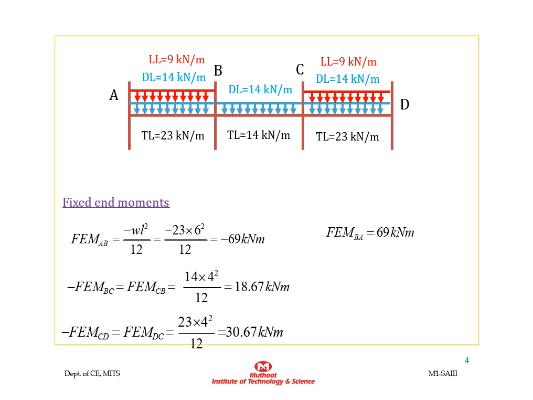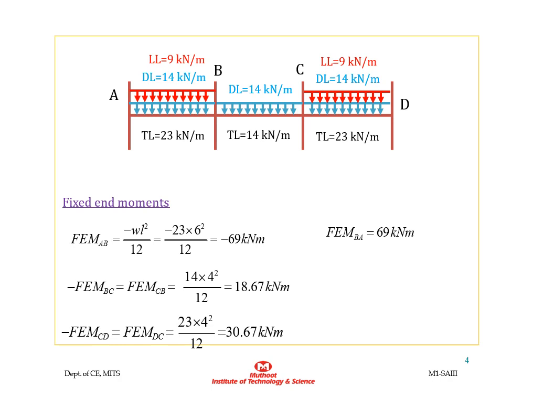Then the first step is to calculate the fixed end moments. So the beams are loaded with the UDL only. So the fixed end moment for beam AB will be minus WL square by 12, or when it is substituted with the values, it will be minus 69 kilonewton meter, or 69 kilonewton meter in anti-clockwise direction. Then for the span BA, it will be 69 kilonewton meter.